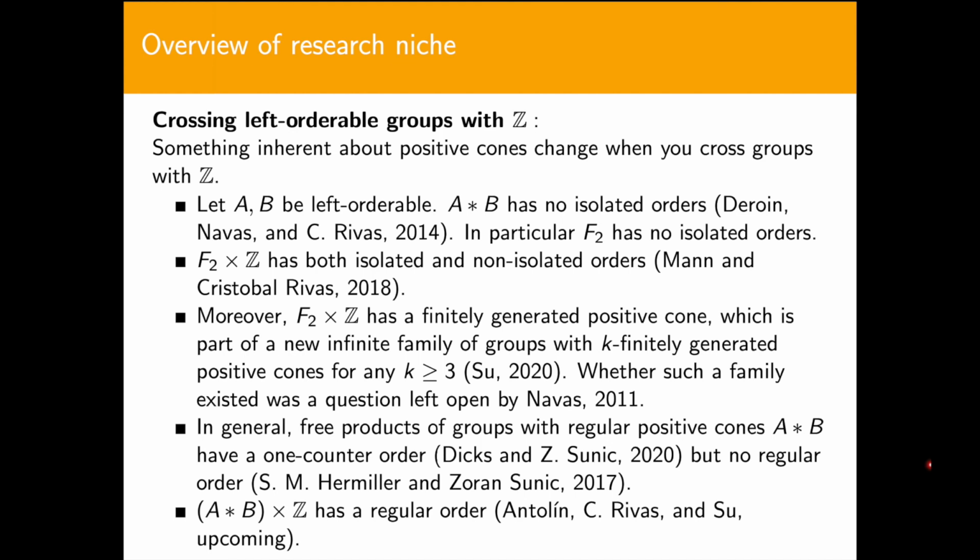Lastly, if you take the free product A and B of two groups with regular orders and you cross that with Z, well now that has a regular order. This is a proof that's given in our upcoming paper with Jabin and Cristobal Rivas. And the proof basically relies on using Z as a counter.